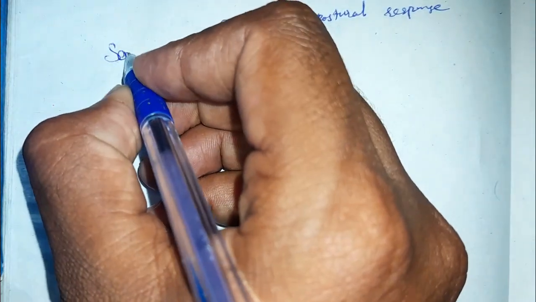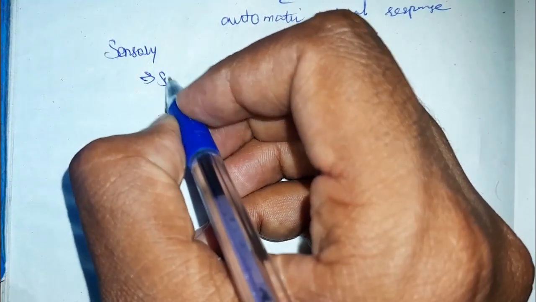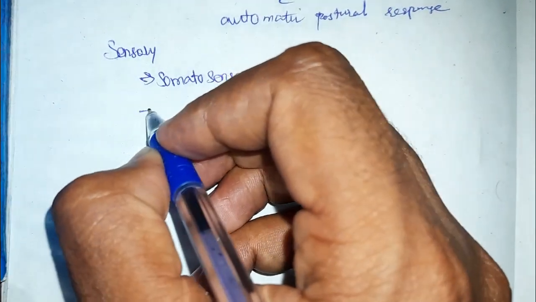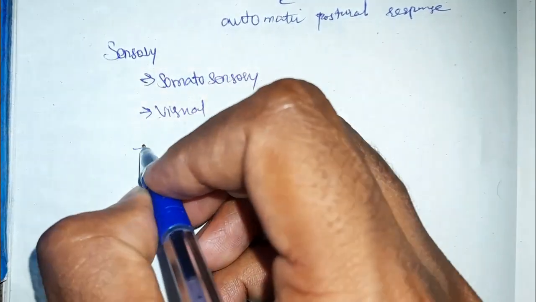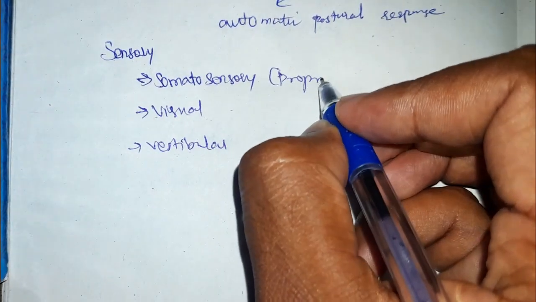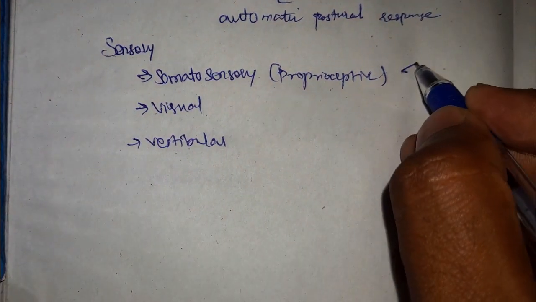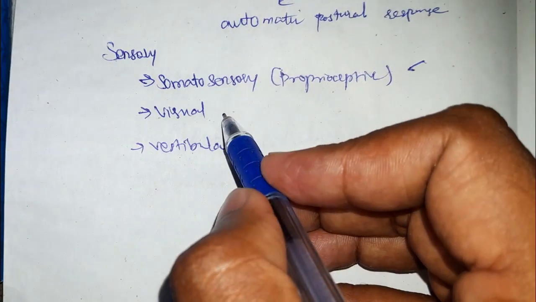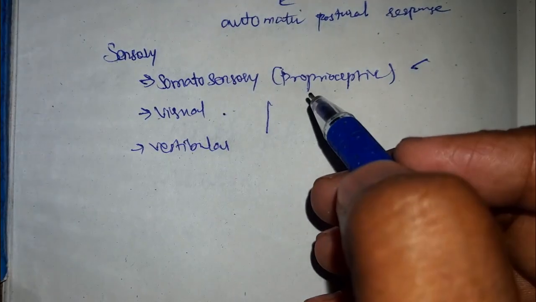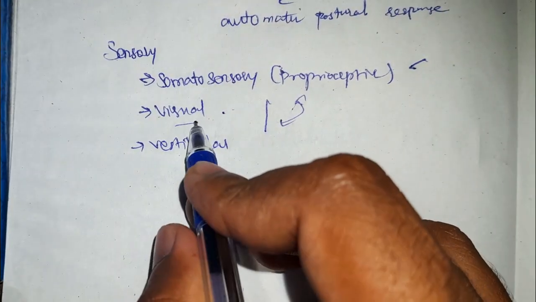So the sensory inputs are going in. What are all the sensory inputs? First, somatosensory input, that is the proprioceptors, then visual input, and then vestibular input. These inputs are responsible for balance. Proprioceptors are located in the muscles, ligaments, and joints, whereas visual inputs give the perception of verticality and object motion or motion of self in relation to the environment.